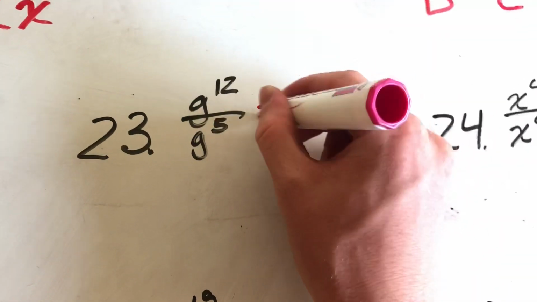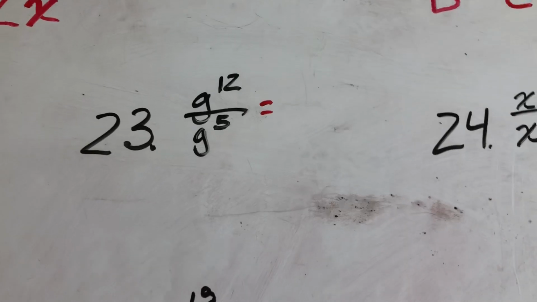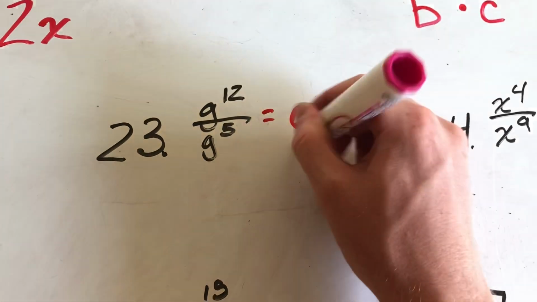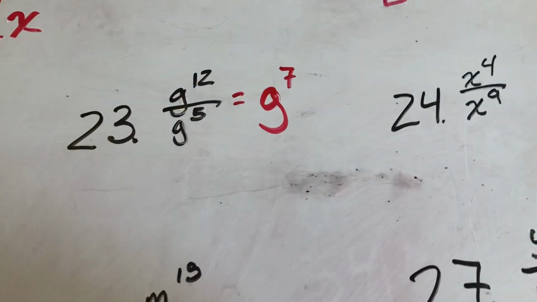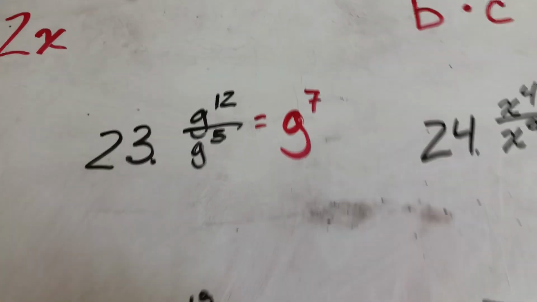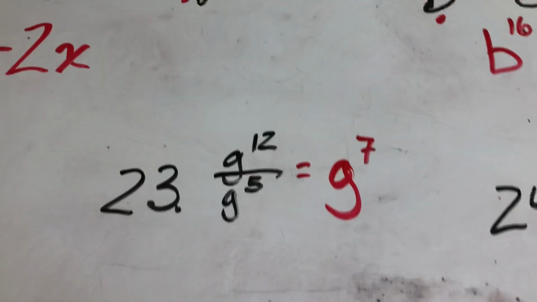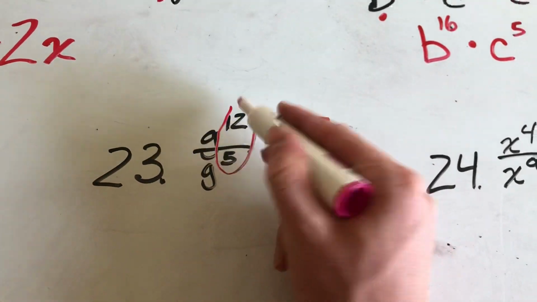Okay, let me show you one that's going to make a little more sense here. I have G to the 12th divided by G to the 5th. So I have both G's. I can bring my G there. 12 minus 5 is 7. And that's it. Seems easy, right? It should be. Just subtracting these two numbers.